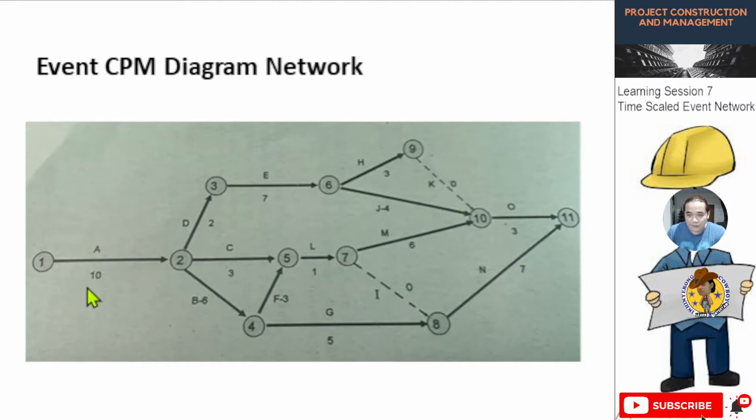The other path is 1 to 2, 2 to 5, 5 to 7, 7 to 10, then to 11. Then we have 1 to 2, 2 to 4, 4 to 5, 5 to 7, 7 to 10, then 10 to 11. Then we have activity 1 to 2, 2 to 4, 2 to 8, and 2 to 7. Those are the paths of this network. Let us see how this CPM diagram network is placed in a Gantt chart used as a time scale event.